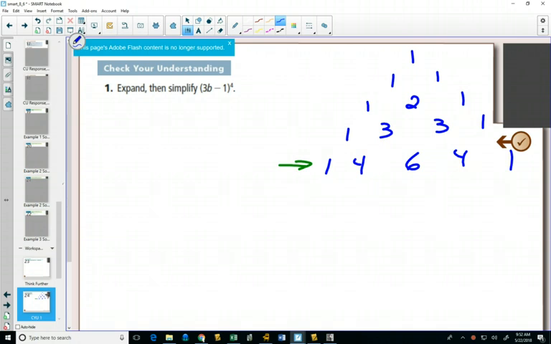So when I expand 3b minus 1 to the 4, I know that my coefficients are going to be 1, then 4, and I'll just space it out here, 4, then 6, then 1.